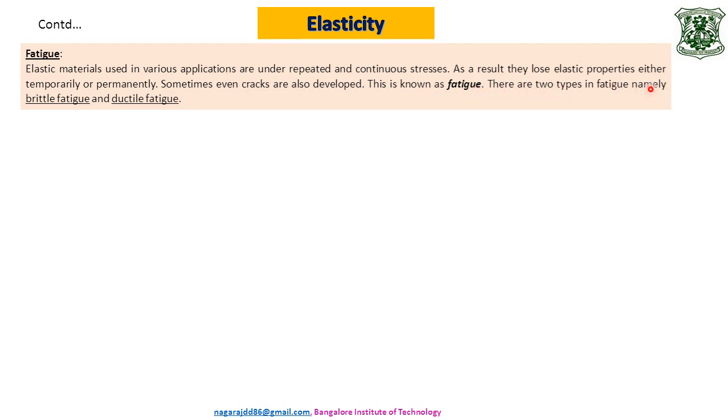There are two types of fatigue, namely brittle fatigue and ductile fatigue. Actually, both of them are dangerous. Both are unwanted things. But ductile fatigue is more dangerous than brittle fatigue, because in brittle fatigue the crack developed can be noticed immediately, and then we can decide whether to use that material or to reject.